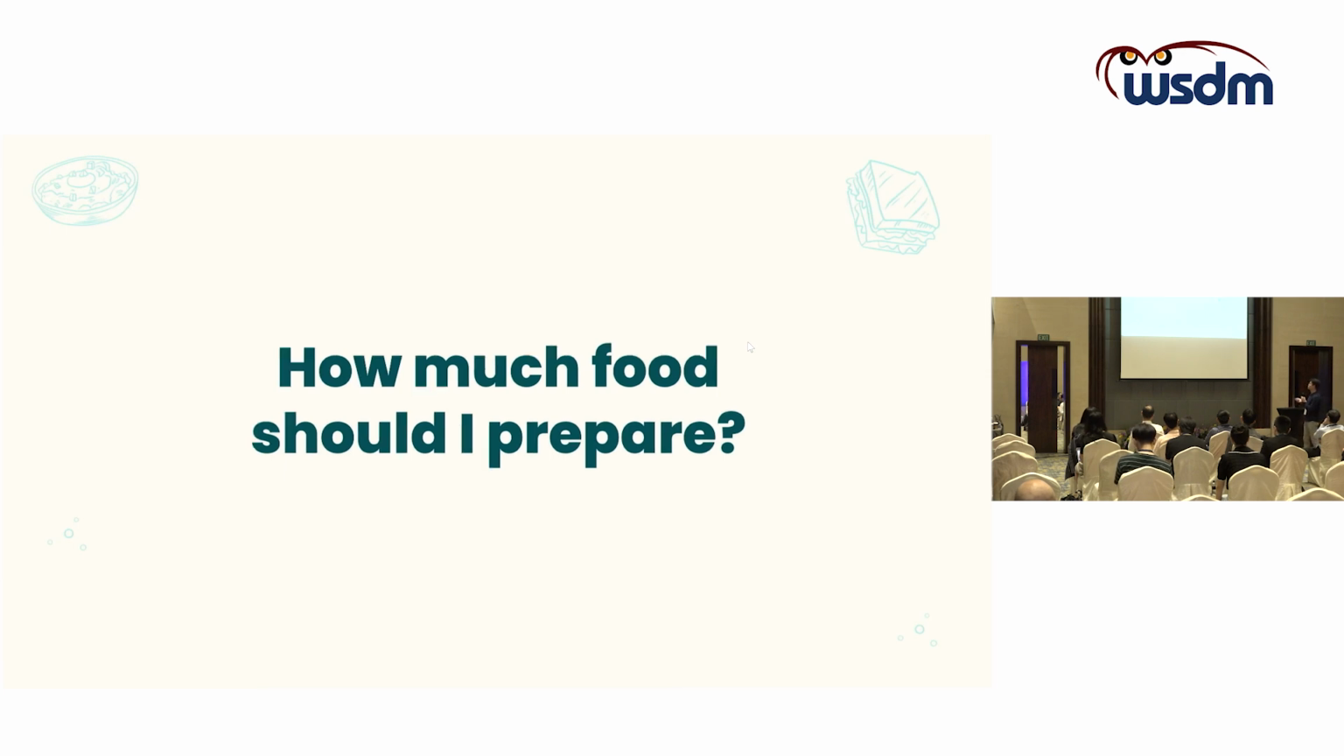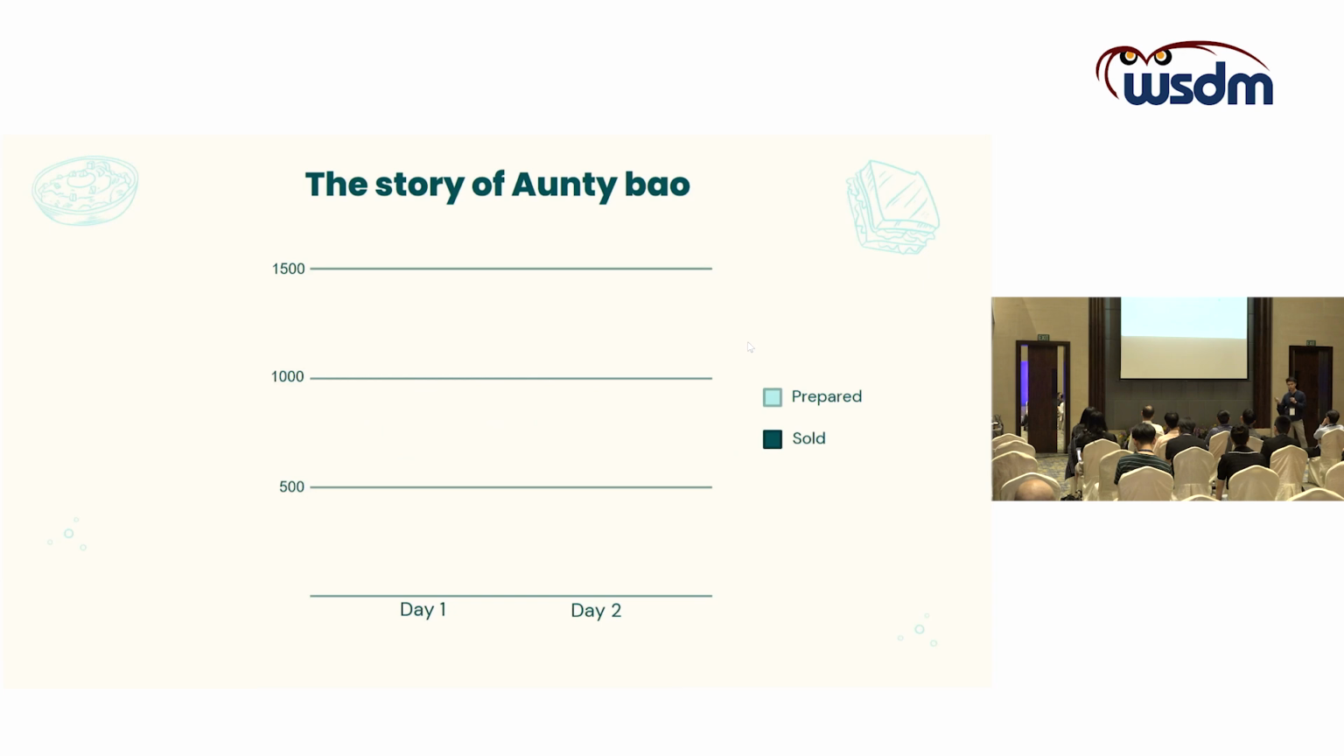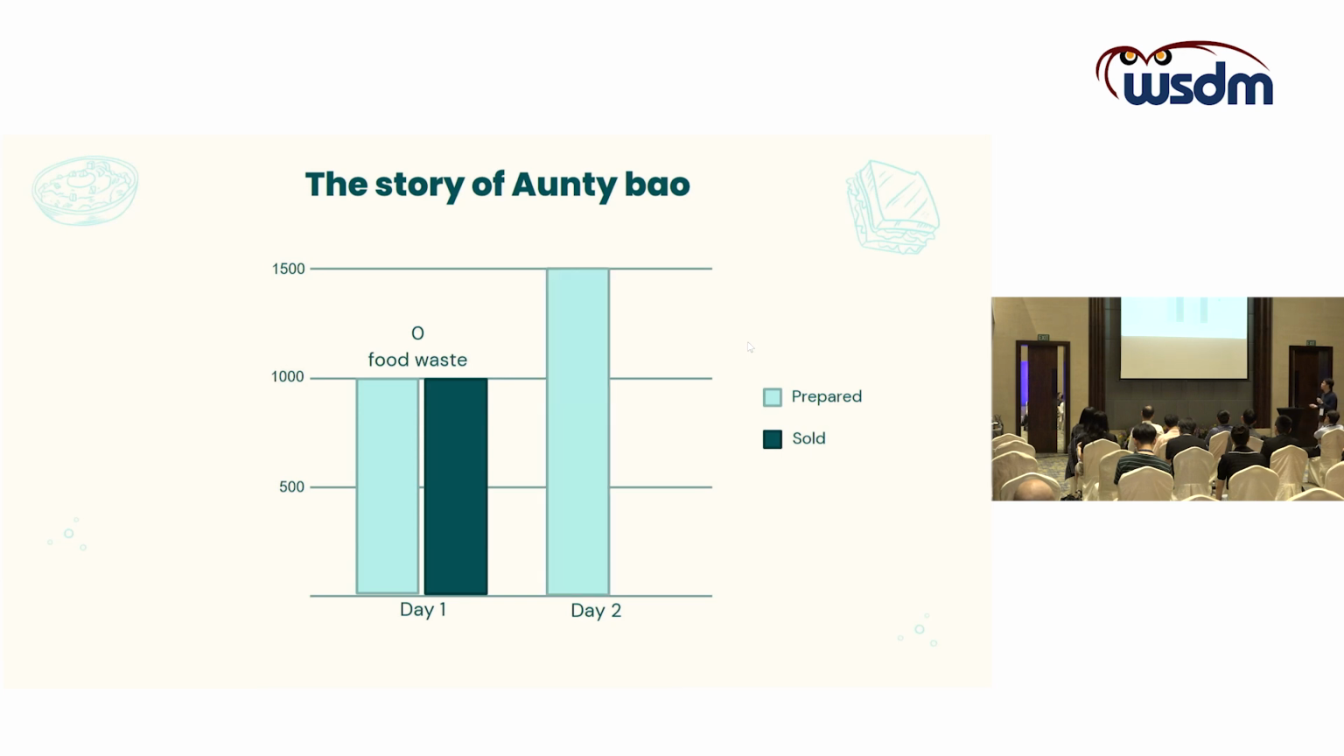Because she's a new bread shop owner, she has no basis to start off with. So here's what she did. She based it off the amount of bread she had to sell to break even. On the first day, she prepared 1,000 bread, and by noon, everything sold out. That's great, but there's lots of opportunity there because everything sold out by noon. So the next day, she prepared 1,500 pieces of bread, but only sold 850, resulting in tons of food waste.